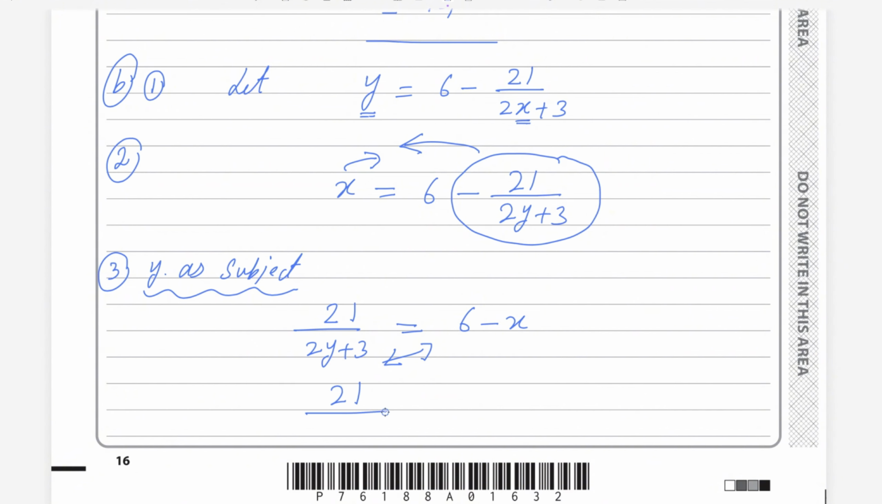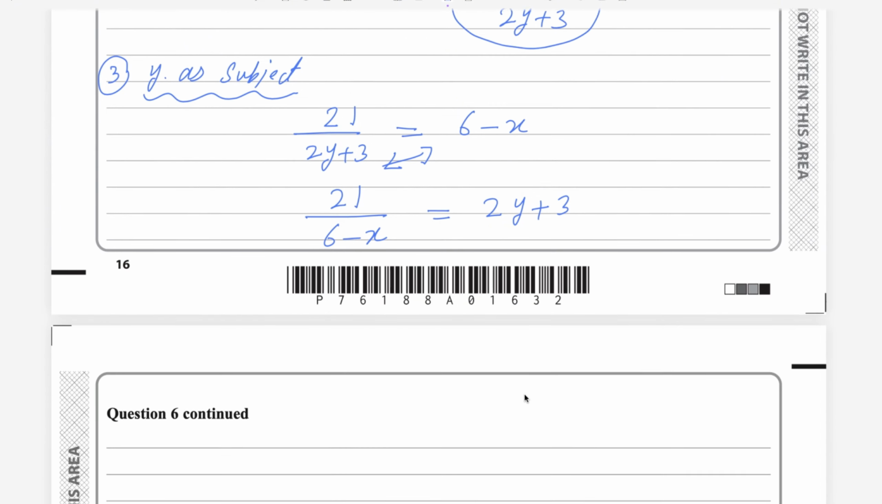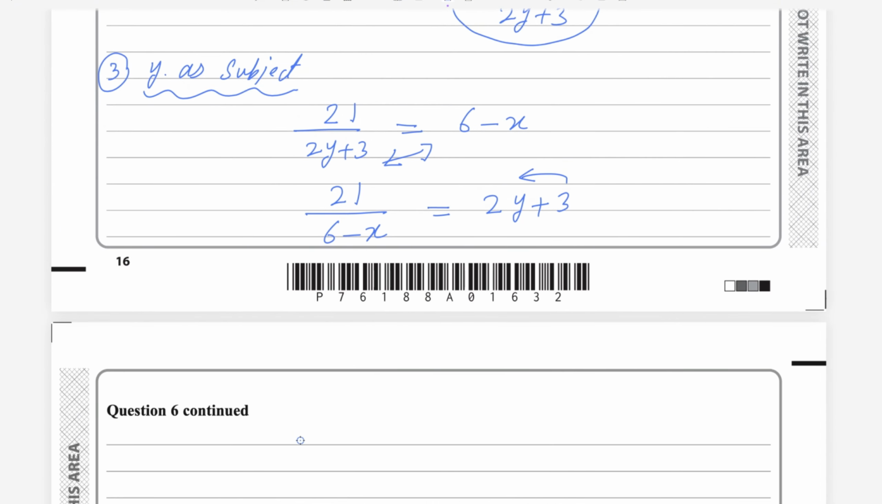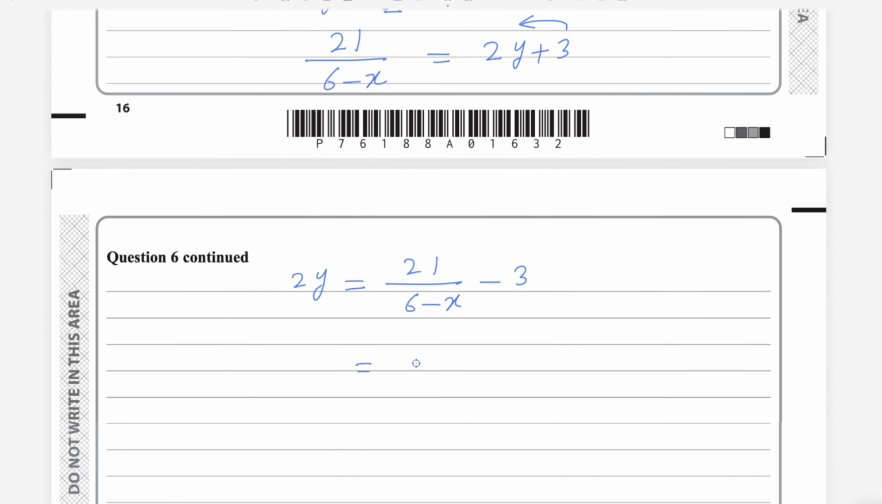It will be 21 over 6 minus x, because it is dividing, so it will multiply to the other side, and we can interchange these values. So it will be 2y plus 3. From here you can easily get the value of y. Now move this 3 to the left side, so 2y equals 21 over 6 minus x minus 3. Now we can make the same denominator for both. The LCM of both is 6 minus x. 1 multiplied by 21 gives 21, and this minus 3 multiplies with both terms, giving minus 18 plus 3x.